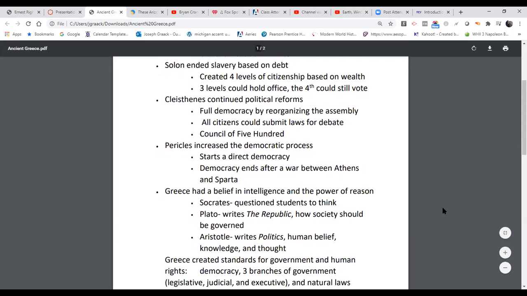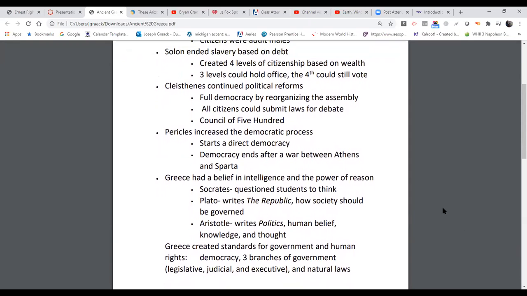Greece had a belief in intelligence and the power of reason, right? So Socrates is famous for the way he questions students to think. Plato writes The Republic, how a society should be governed. Aristotle writes Politics, about human belief, knowledge, and thought.